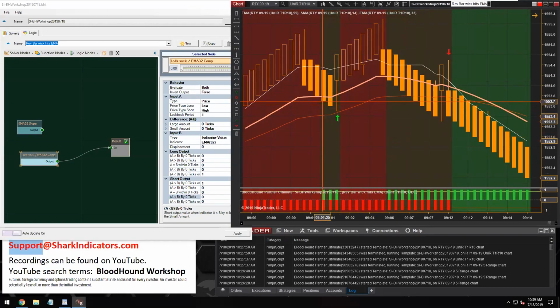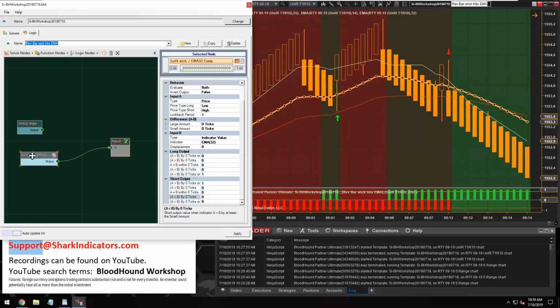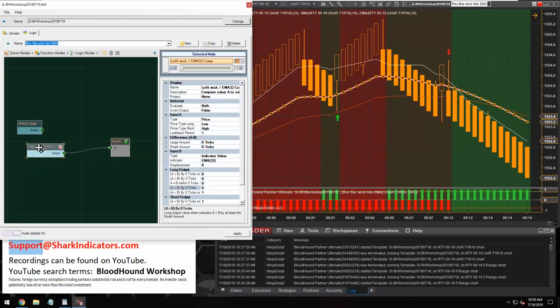So whenever the low of the bar is below our EMA, we're getting a long output. We can see there's 3 long outputs down here. And for now, we can ignore the short outputs. The short outputs will get filtered out, that's just from this one solver here. So it'll get filtered out once we put the whole system together.